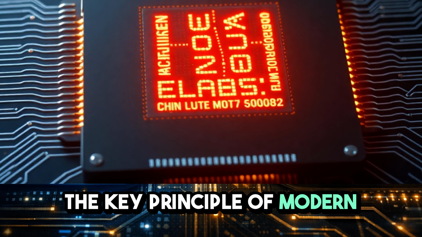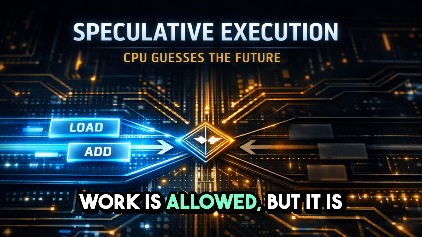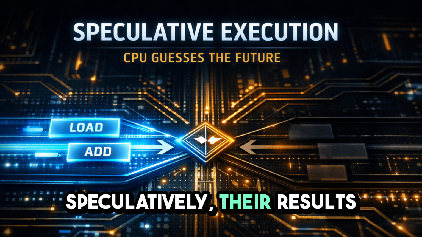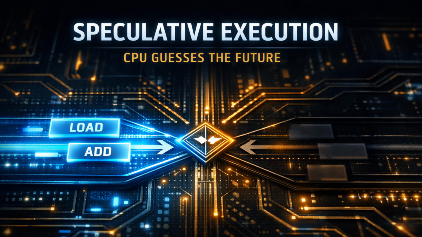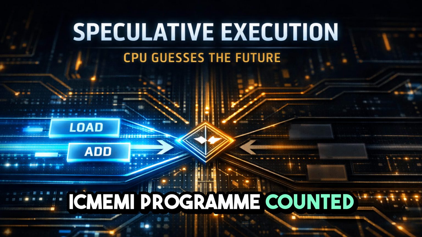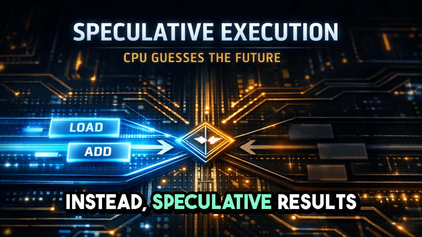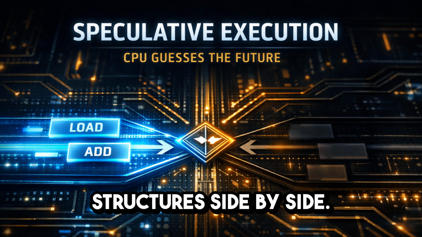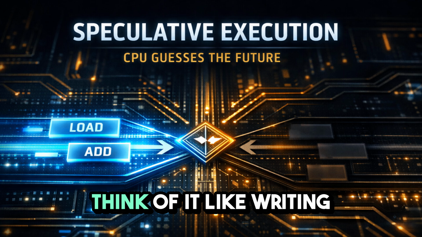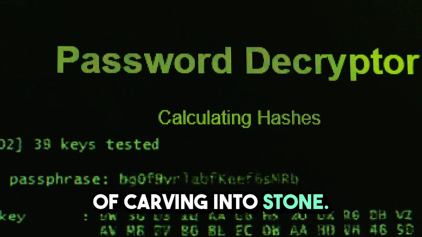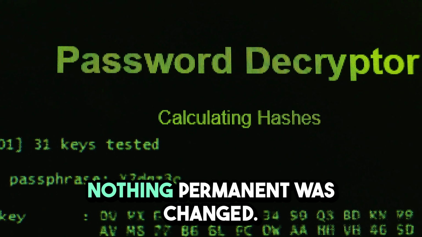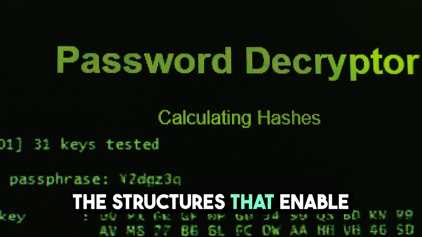The key principle of modern CPU design is this: speculative work is allowed, but it is not immediately permanent. When instructions execute speculatively, their results are not written directly to the architectural state. Architectural state includes your architectural registers, flags, memory, program counter, and visible processor state. Instead, speculative results are stored in temporary structures. These structures allow the CPU to delay commitment until it knows that execution was correct. Think of it like writing on a whiteboard instead of carving into stone. If the speculation turns out to be wrong, the CPU simply wipes the board clean. Nothing permanent was changed.